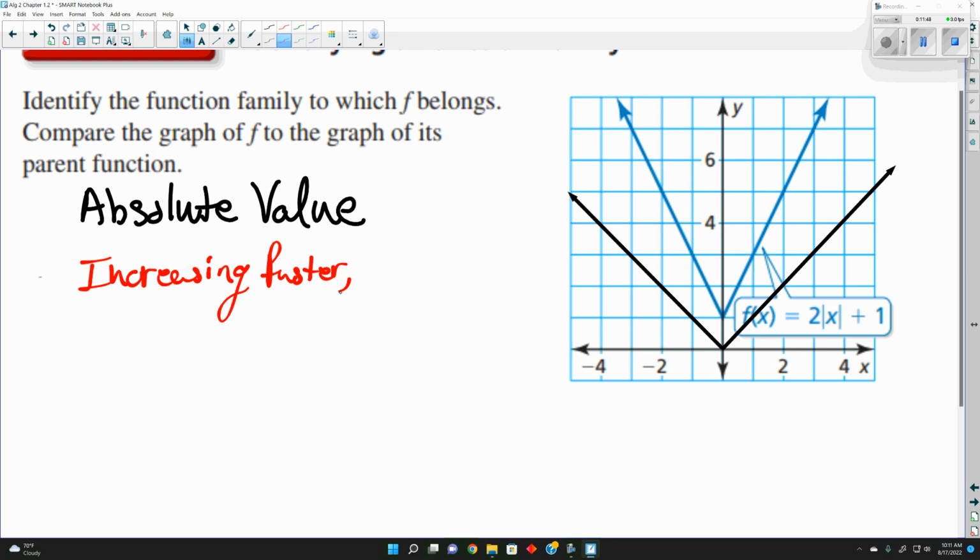Where's it starting? Where's its lowest point? 0 for the one in black, yes? What about the other one? 1. So what did it do? It's up 1.